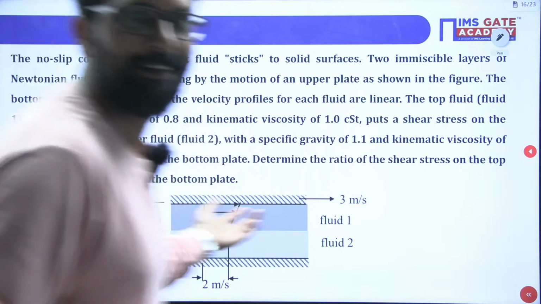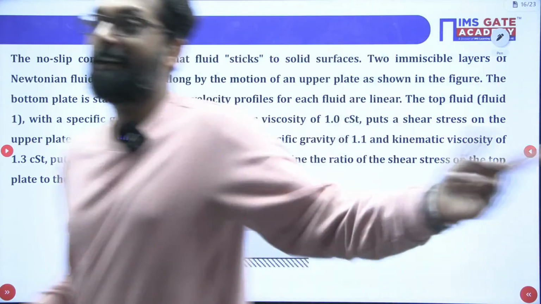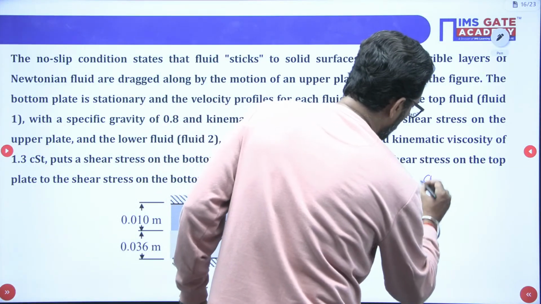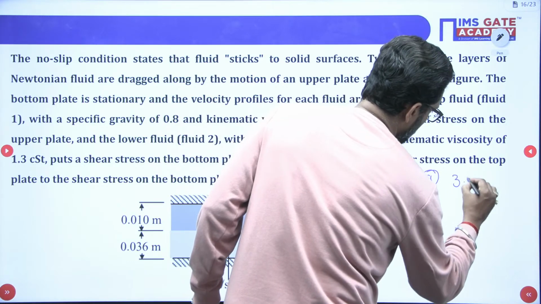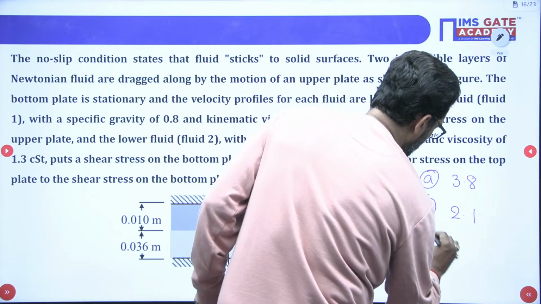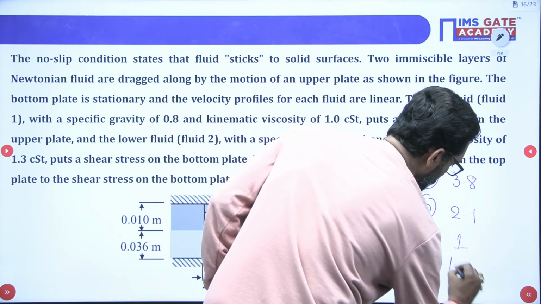See the beauty. What is your option? Please tell me. I will give the options. Option A 3.8, option B 2.1, option C 1, option D none of these.